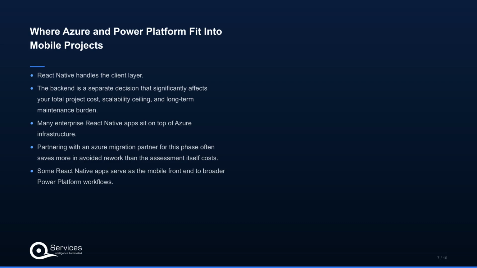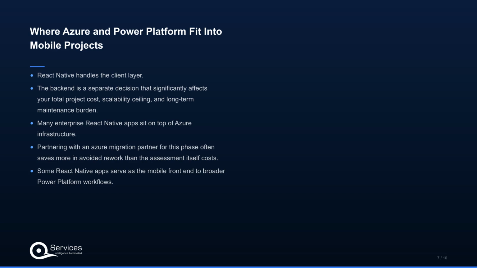Next up, now, where Azure and Power Platform fit into mobile projects. React Native handles the client layer. The backend is a separate decision that significantly affects your total project cost, scalability ceiling, and long-term maintenance burden. Many enterprise React Native apps sit on top of Azure infrastructure. Azure Notification Hubs for push, Azure Active Directory B2C for consumer identity, Azure API Management as a gateway layer, and Azure Cosmos DB for globally distributed data are common choices.